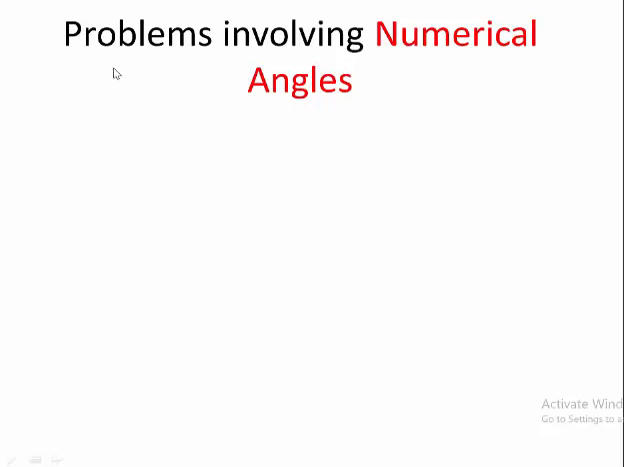Okay, now we'll be doing problems that involve numerical angles. This is the third part of explaining special identities in trigonometry, right?